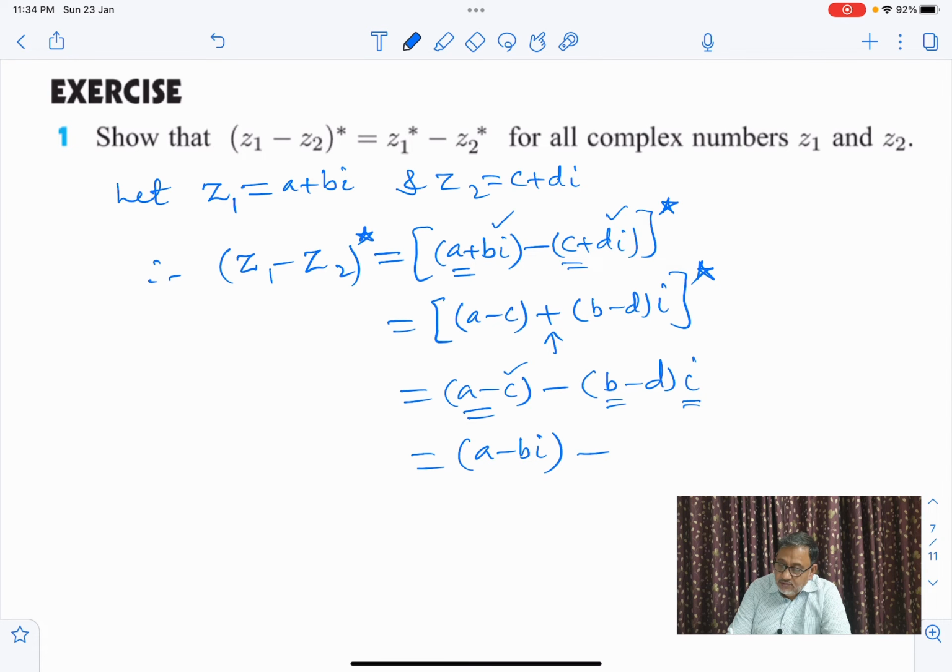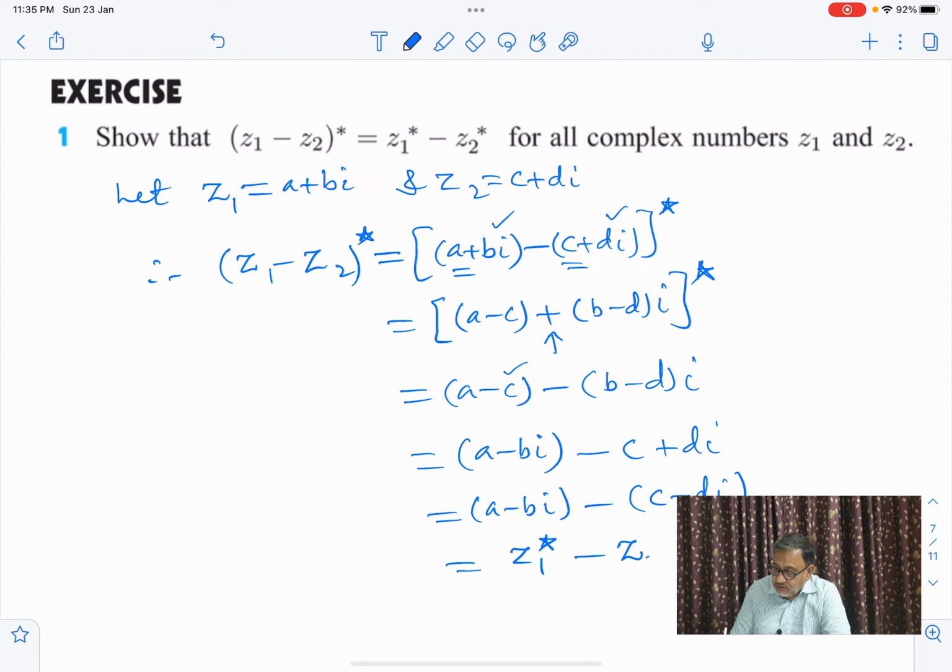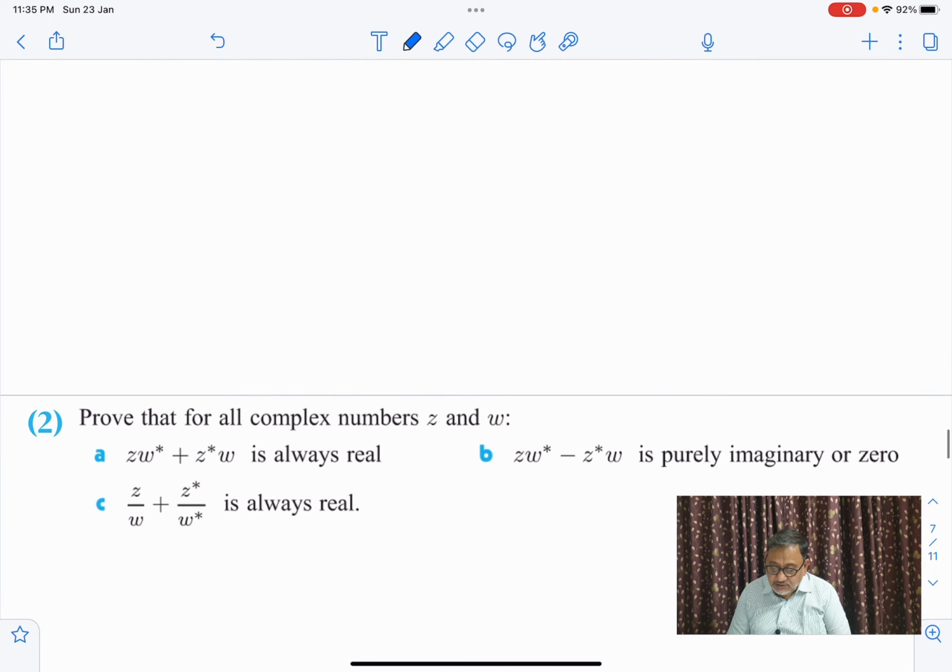So look here what I am doing. I am writing this with this and the minus sign. So it will be plus now. So minus c plus di. Then I will take the minus sign common. So minus of (c minus di). Now the first one is z1 conjugate. The second one is z2 conjugate. So therefore we have proved that the conjugate of (z1 minus z2) will be z1 conjugate minus z2 conjugate. Okay. So I hope you understood this.